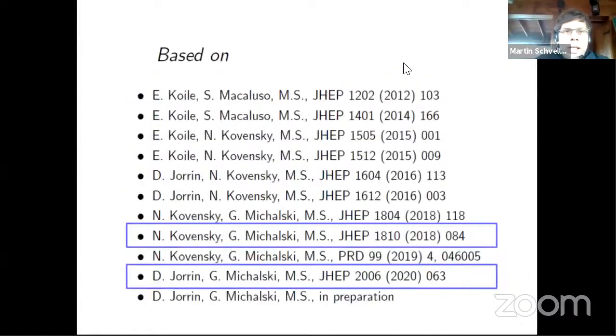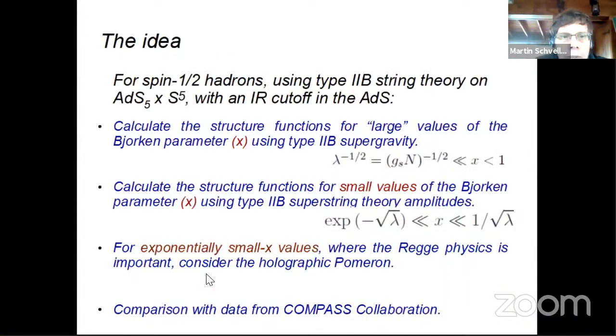Okay, here. The work that I'm going to show you is mainly described in this series of papers, particularly in these two papers indicated here by my students, Nicolas Kovensky, Gustavo Michalski, and David Horin. The idea of the talk is the following.